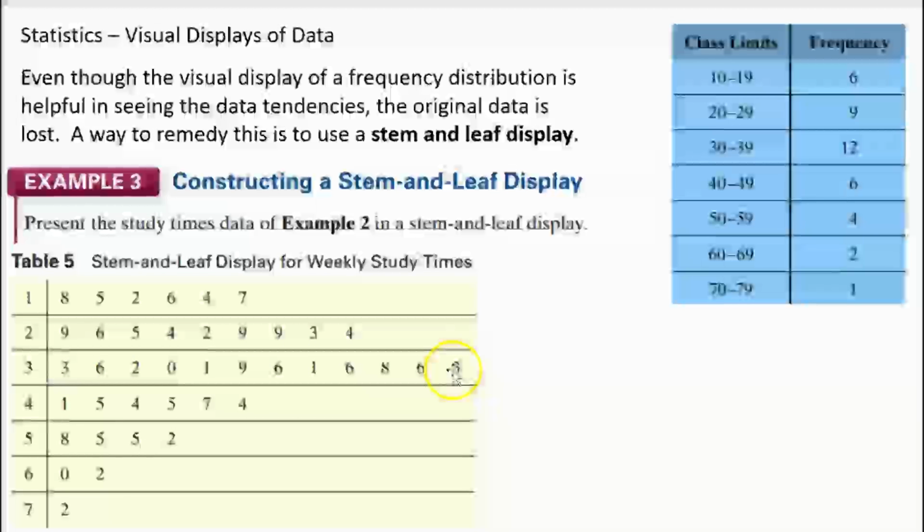So there's more in the 30s. Then the next amount was people studying in the 20s. And then the next amount was tied in the teens and in the 40s. And then you see in the 50s and the 60s, and then only one person studied in the 70s hours. So the stem and leaf display actually tells you a lot. It's like a histogram combined with all your information right in front of you.